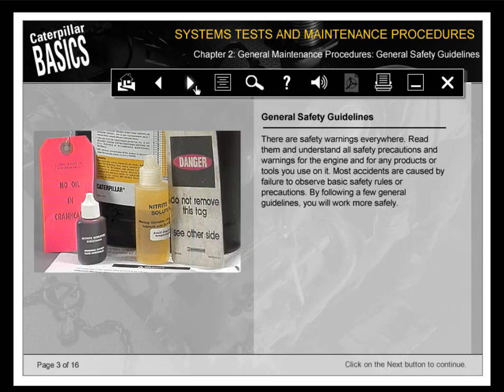There are safety warnings everywhere. Read them and understand all safety precautions and warnings for the engine and for any products or tools you use on it. Most accidents are caused by failure to observe basic safety rules or precautions. By following a few general guidelines, you will work more safely.